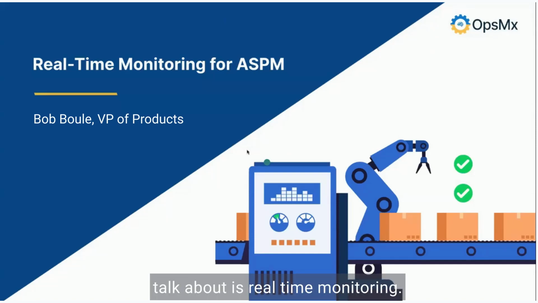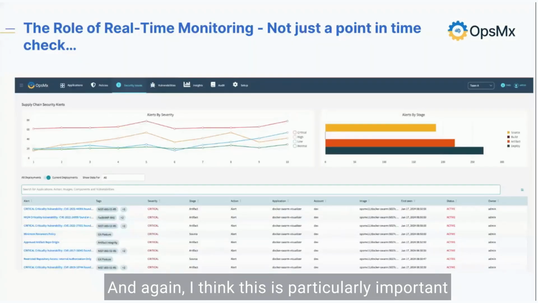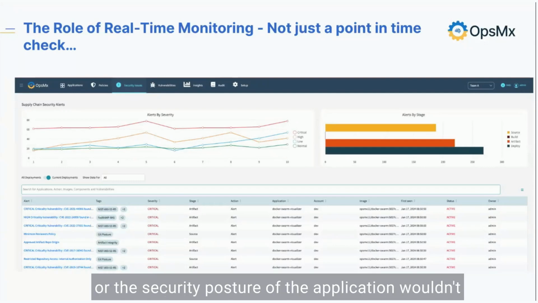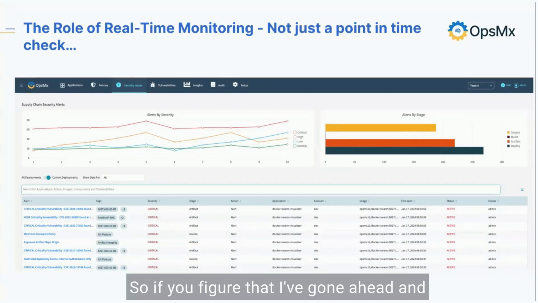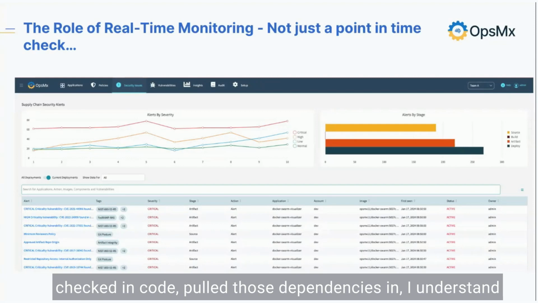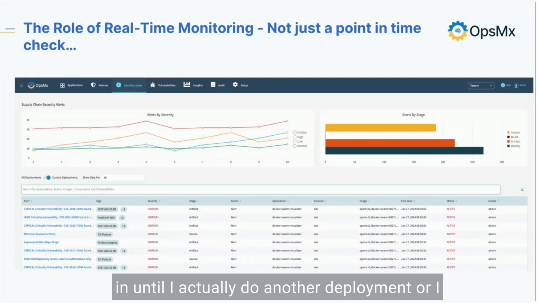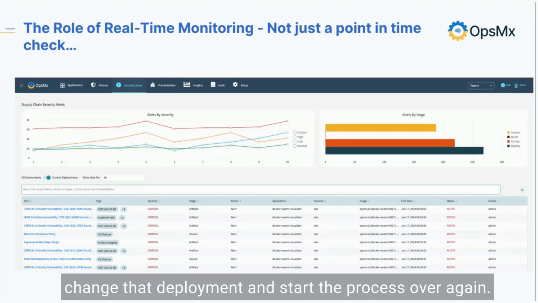And then the last thing I'll talk about is real-time monitoring. And again, I think this is particularly important in those places where change in the security posture of the application wouldn't be driven by changes to code, right? So if you figure that I've gone ahead and checked in code, pulled those dependencies in, I understand the software composition here, and it's locked in until I actually do another deployment, or I change that deployment and start the process over again.